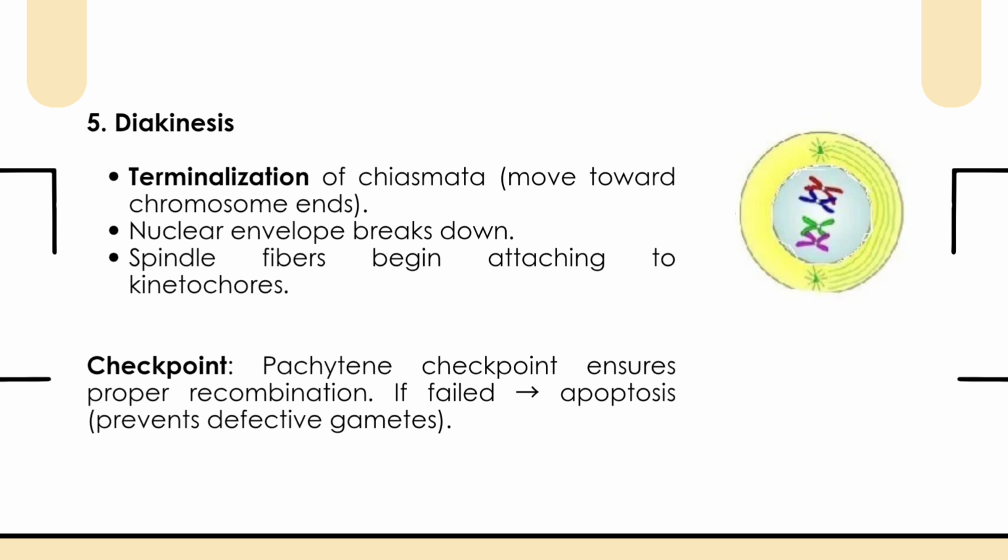Diakinesis is the terminal stage of prophase I. Chiasmata terminalize toward chromosome ends, chromosomes become maximally condensed, nuclear envelope breaks down, and spindle microtubules attach. Checkpoint note: the Pachytene checkpoint ensures recombination is complete and correct. If recombination defects are detected, the cell can arrest or undergo apoptosis, a safeguard against defective gametes.